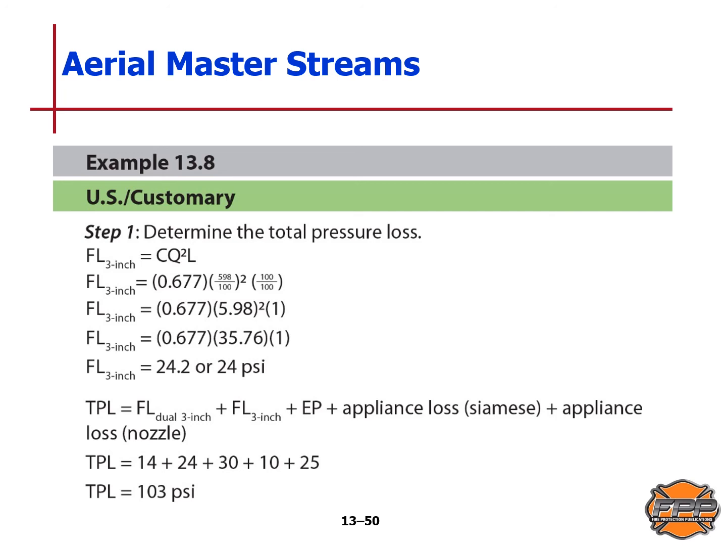Now, let's look at total pressure loss equals friction loss for the dual 3-inch plus friction loss for the 3-inch plus the elevation pressure plus the appliance loss through the Siamese plus the appliance loss through the nozzle. When you take all those numbers, which sounds like a lot, but you add them together, you get total pressure loss equals 14 plus 24 plus 30 plus 10 plus 25. So your total pressure loss ends up being 103 psi.